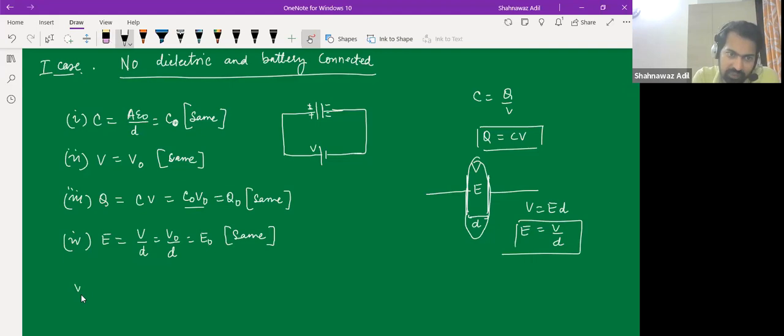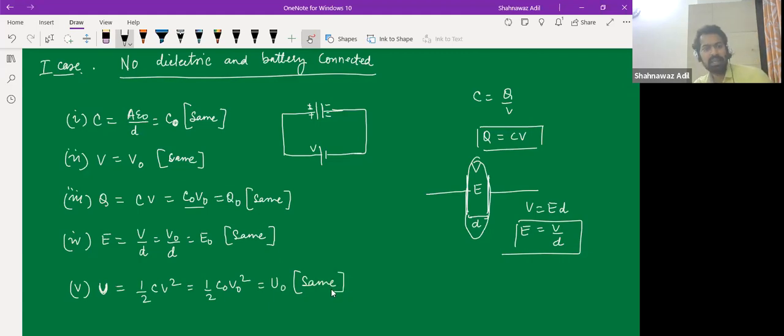And the fifth one is the energy. The energy stored in the capacitor is half C V square, which is half C naught V naught square. So this is U naught. This is also the same. Is this part clear, guys? Rabia, in the CBSE class we have already done this part: capacitance, potential, charge, electric field, and energy stored. So you have to revise all this, right, Rabia?